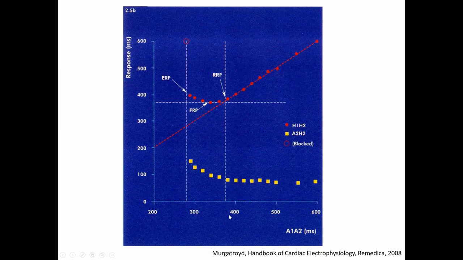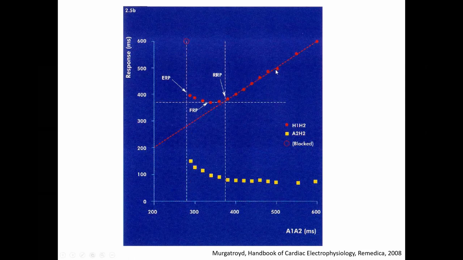And that's why we usually start our curve with a 600 drivetrain and the extra at about 400, because you don't want to waste 5 minutes going from 500 down to 400 if there's not going to be any decrement in the node. So we usually start at 600, 400. Progressively, you bring that extra down and down and down. The AH time, the time across the AV node, progressively gets a little bit longer until it finally reaches its effective refractory period and can't conduct any further.